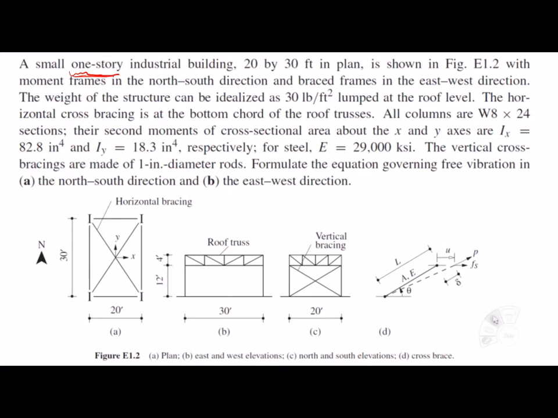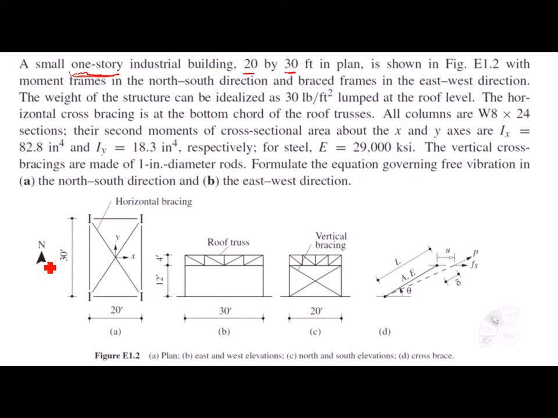It is only a one-story industrial building, which is 20 by 30 foot in plan. So the plan is, as you can see, 20 feet here by 30 feet. This is the plan that we have, as it can be shown in figure E1.2. You can find this example in the Chopra book, with the moment frames in the north-south direction and braced frames in the east-west direction.